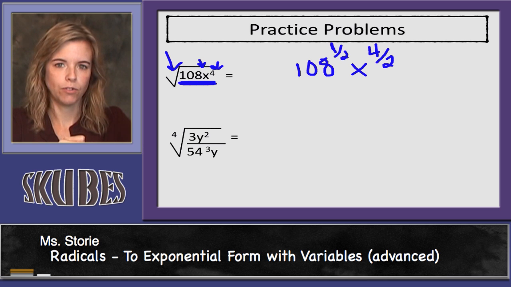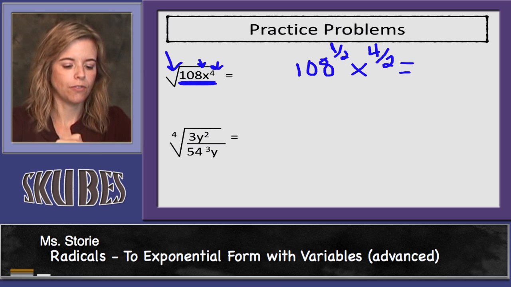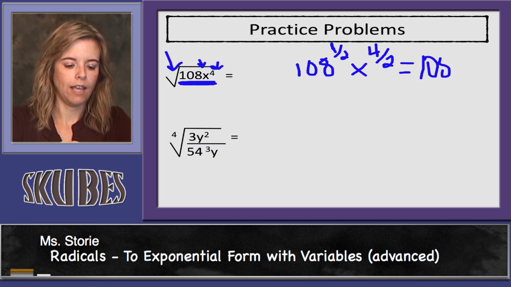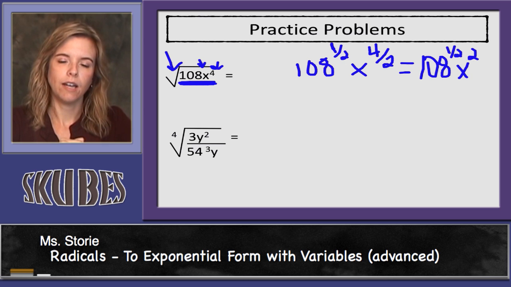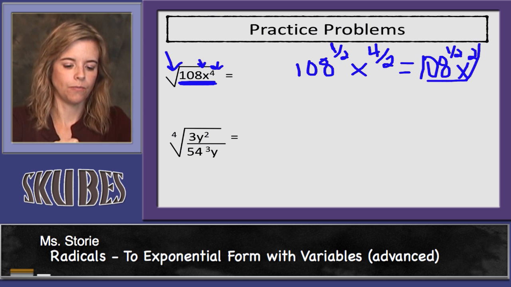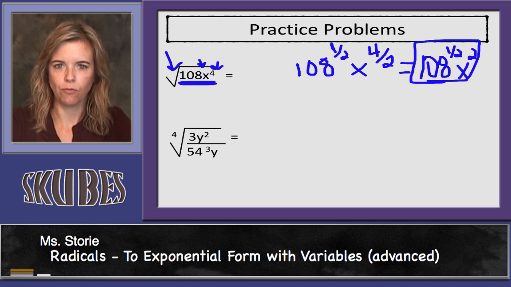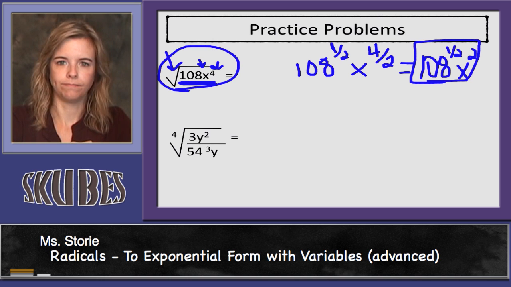But if you notice, 4 over 2 can be reduced. So your final answer would be 108 to the 1/2, x squared, because 4 divided by 2 is 2. So this is the exponential form for the radical.